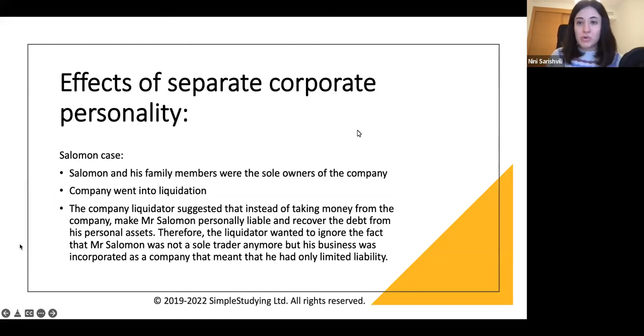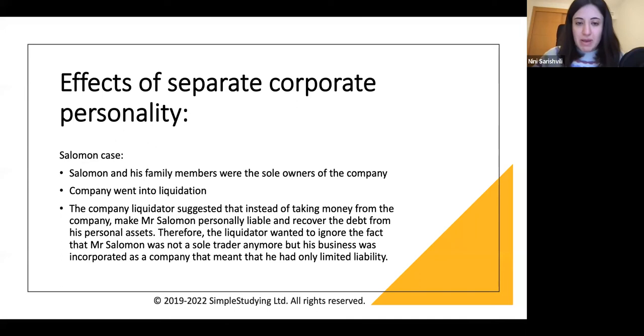Now we're going to talk about corporate personality, because this is a very common question on company law exams, and very often it comes up as an essay question. Let's talk about the Salomon case, because this is the cornerstone of this topic, and you need to be familiar with the facts as well as the principle that came out of this case.